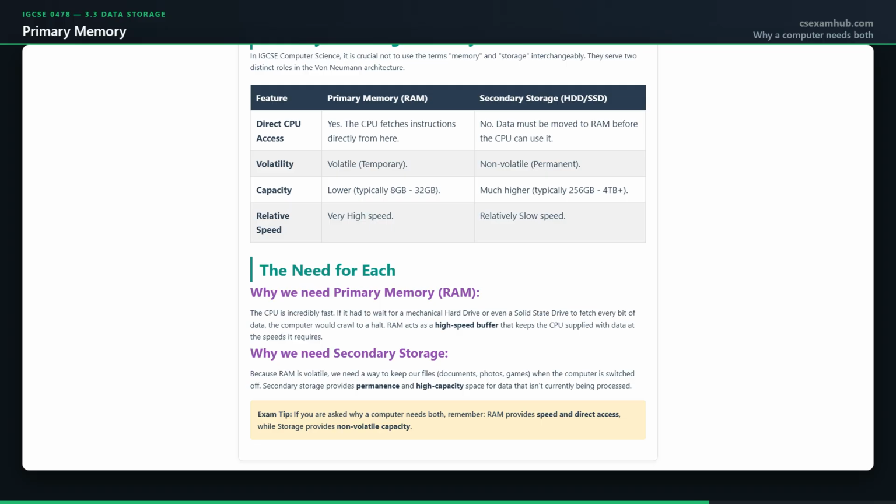Because the CPU is astonishingly fast, and if it had to wait for a mechanical drive or even an SSD for every instruction, it would spend virtually all of its time idle. RAM is the high-speed buffer that keeps the processor supplied at the rate it can actually consume. And why not keep everything in RAM and skip the disk? Because RAM is volatile. Switch the machine off and it is all gone. Secondary storage provides permanence, and it provides capacity cheaply enough to hold everything you are not currently using. So RAM gives you speed and direct access, storage gives you non-volatile capacity. Neither can do the other's job.